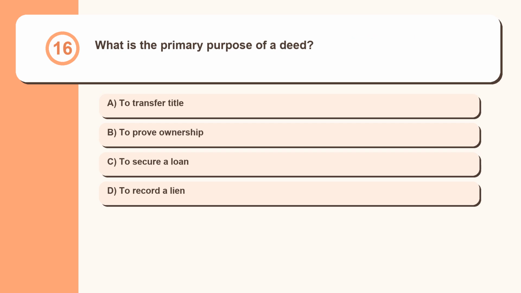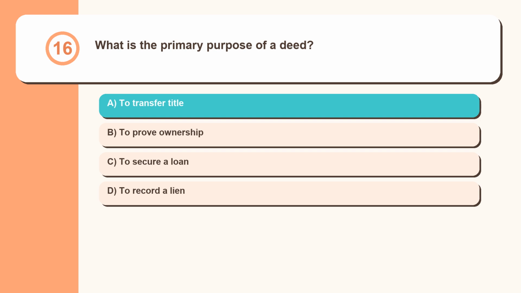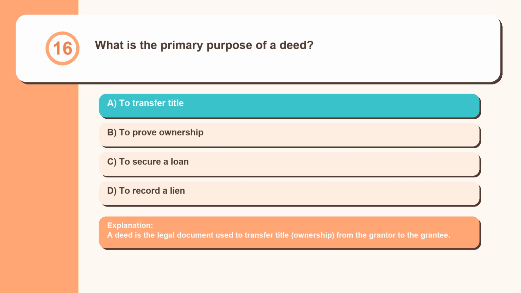Question 16. What is the primary purpose of a deed? To transfer title, to prove ownership, to secure a loan, to record a lien? A deed is the legal document used to transfer title, ownership, from the grantor to the grantee.